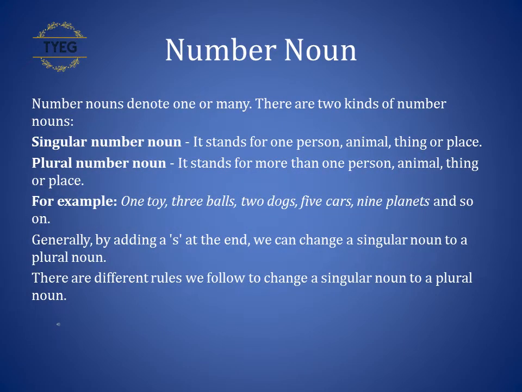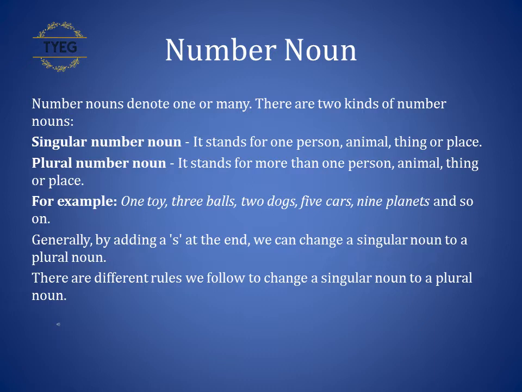Number noun. Number nouns denote one or many. There are two kinds of number nouns. Singular number noun: it stands for one person, animal, thing or place. Plural number noun: it stands for more than one person, animal, thing or place. For example, one toy, three balls, 2 dogs, 5 cars, 9 planets and so on.